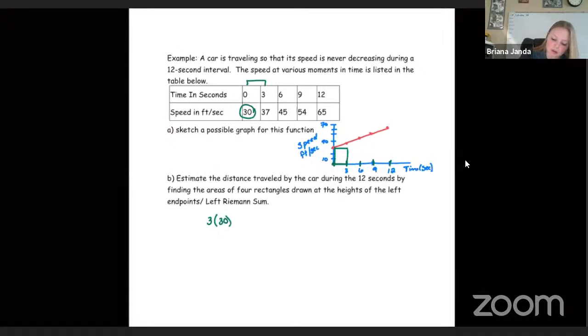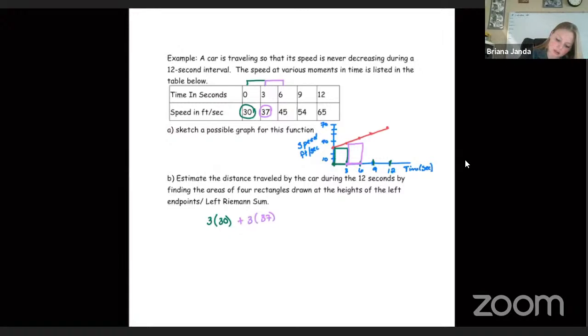And then we keep going here. So my next rectangle, again, would have a base of 3, which is going to connect from 3 to 6, and we're going to use the left height. So we use that height at 3. Again, if you like the picture, since we have the picture, we can use it. Base of 3, height of 37, get that value from my table.